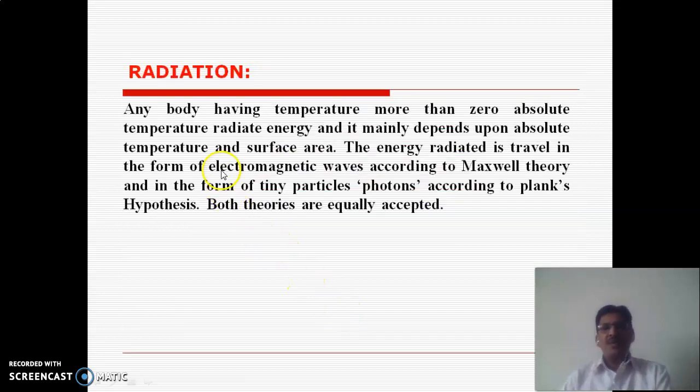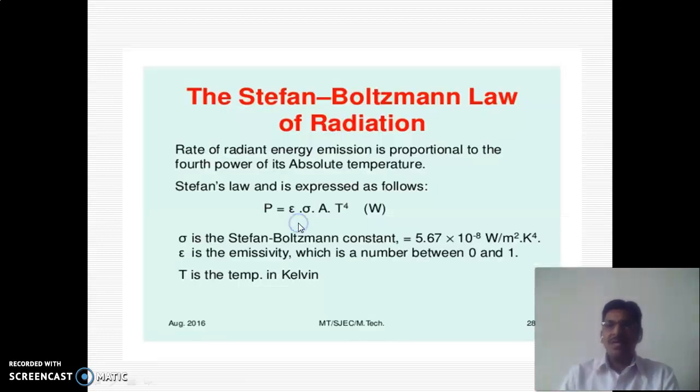The third one is radiation. Any body having a temperature above absolute zero radiates energy, and it mainly depends upon the absolute temperature and surface area. The energy radiated travels in the form of electromagnetic waves according to Maxwell's theory, and in the form of tiny particles, photons, according to Planck's hypothesis. So both theories are equally accepted.